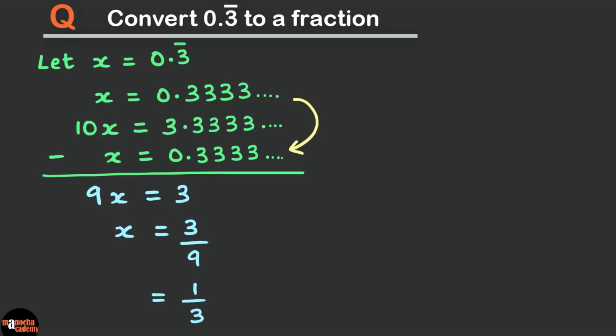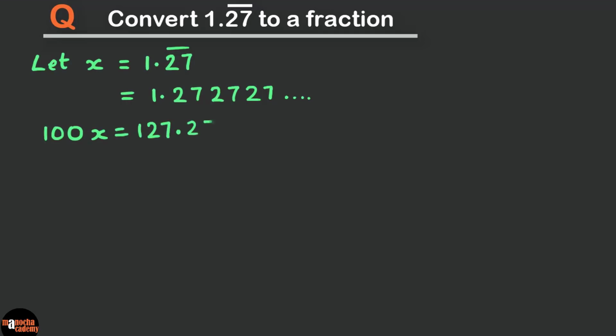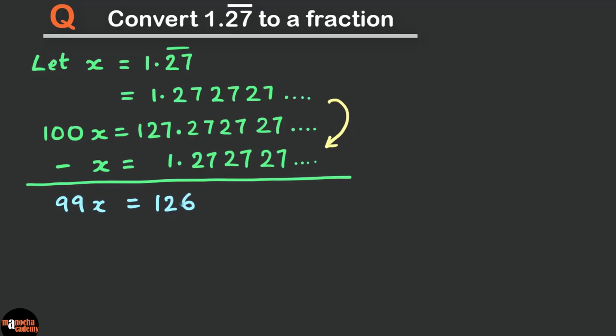Let's look at another example. Again, let x be the recurring decimal number, which is 1.27 recurring. To find another number with the decimal part matching, this time we can't multiply by 10. We need to multiply by 100. And as you can see, in 100x, the decimal part matches. So once again, subtracting x from 100x, we get 99x equal to 126. And on simplifying, we get 14 by 11. So we've converted our recurring decimal number to a fraction.